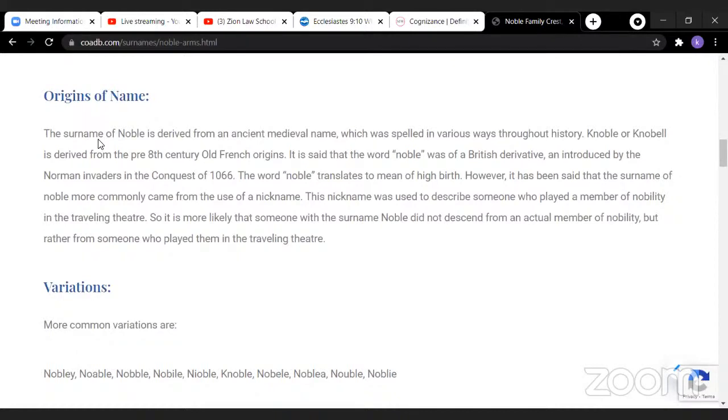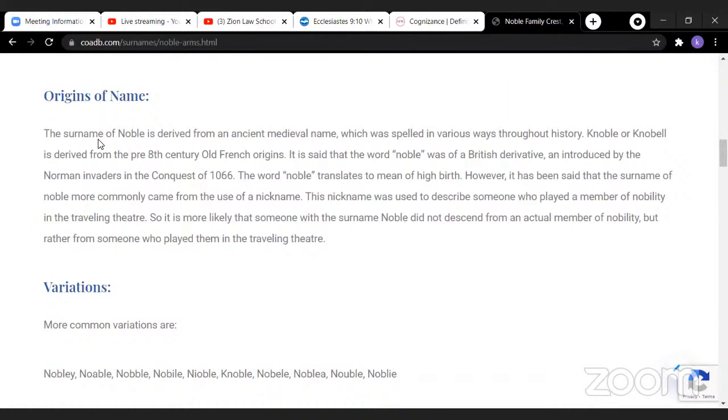The surname of Noble is derived from an ancient medieval name, which was spelled in various ways throughout history. Noble or Nobel is derived from the pre-8th century Old French origin. It is said that the word noble was of British derivative and introduced by the Norman invaders in the conquest of 1066. The word noble translates to mean of high birth.